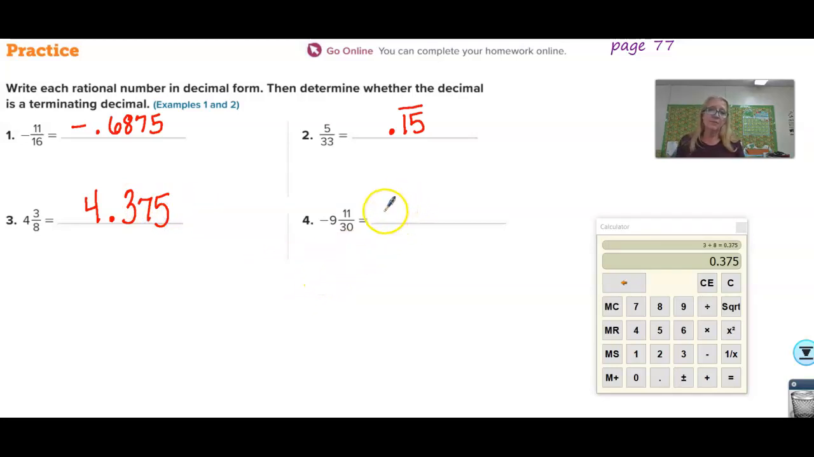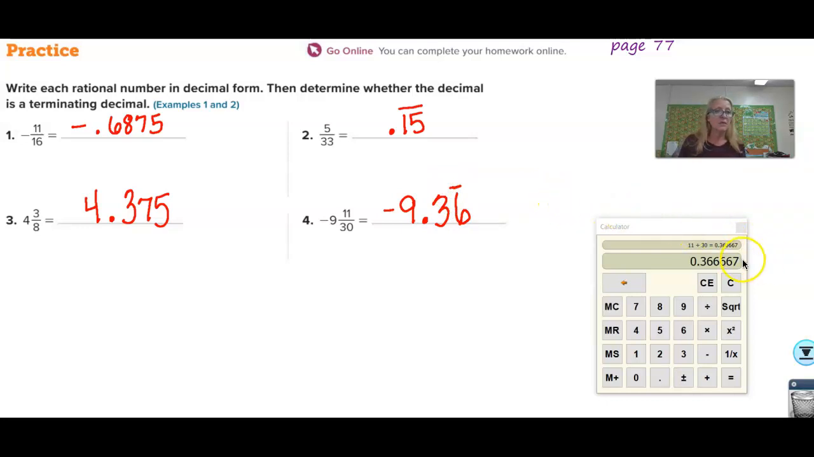And for this example, we put the -9 out front, we put the decimal, and then we're going to do 11 divided by 30. 11 divided by 30 equals, oh, that's a repeater. That's 3, 6 repeating. Notice the 3 doesn't repeat, but the 6 does. So we put the repeat bar just over the 6.